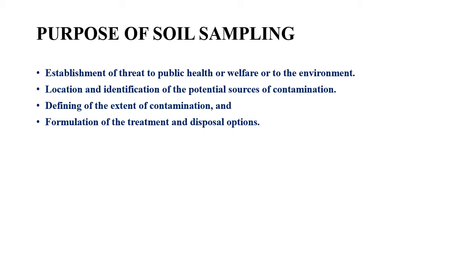So once that is done, the soil sampling, that is a collection of soil samples from these contaminated land, will help us in locating and identifying those potential sources of contamination. Okay, and then obviously depending upon the type and the concentration of the contaminants, it will be helpful in assessing whether the land poses a threat to the public health or to the environment safety.